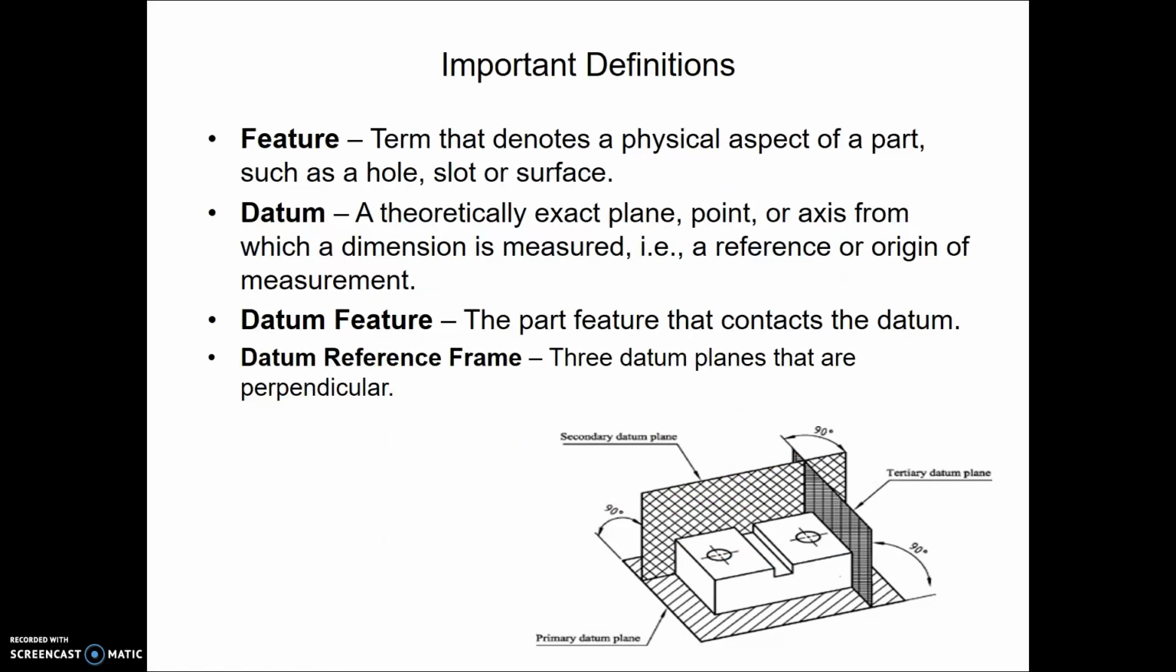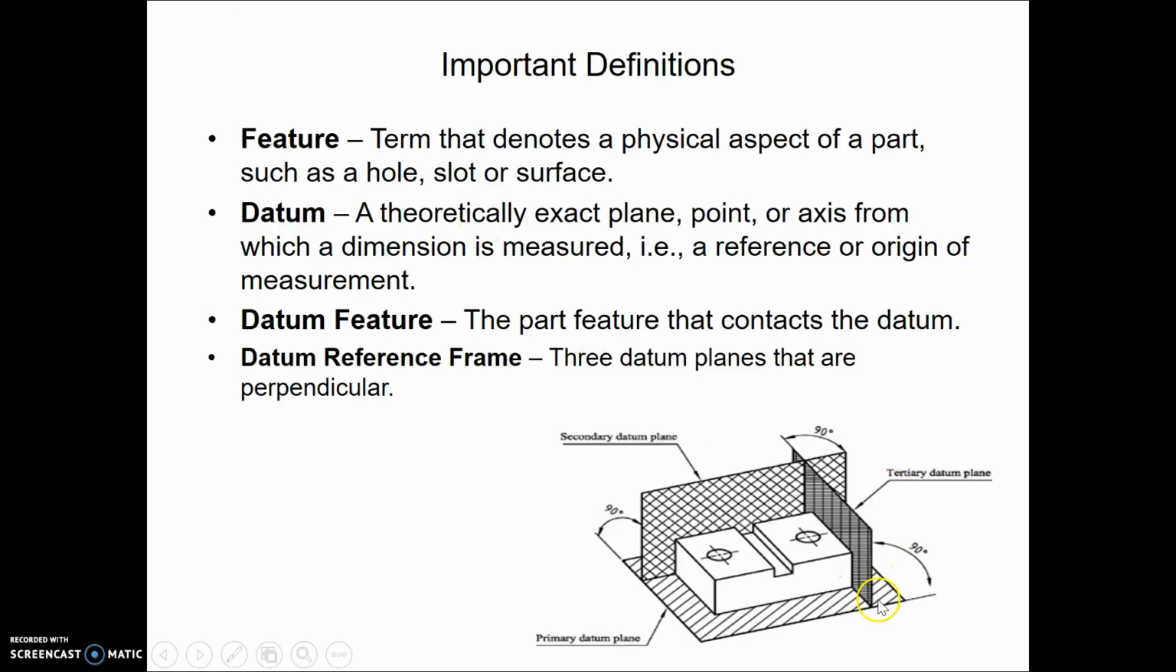So let's go back to a concept that's critical when it comes to geometric dimensioning and tolerancing, and a pretty critical concept regardless, and that's the datum. Your datum is basically your standard or your means for comparison. A datum is a theoretically exact plane, point, or axis from which a dimension is measured. In essence, it's a reference point, plane, or line.